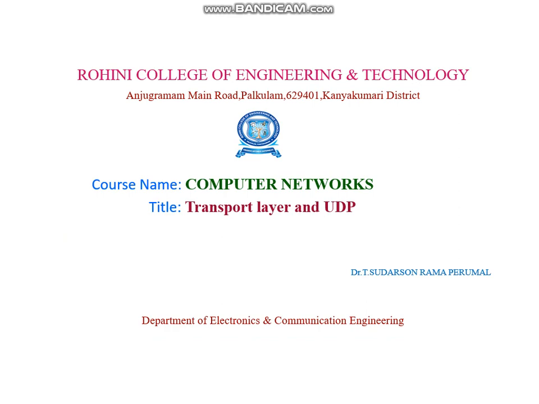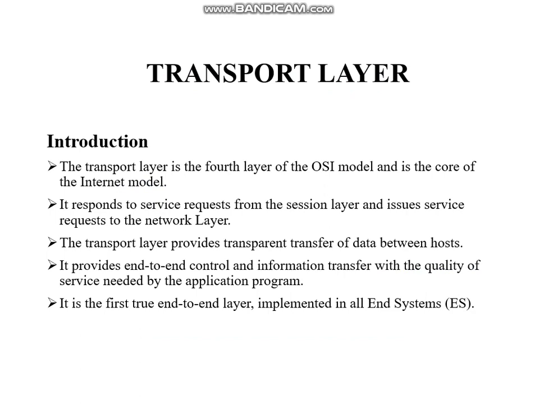Today we are going to see the introduction to the transport layer and the UDP protocol. Transport layer is the fourth layer of the OSI model and is the core of the internet model. It responds to service requests from the session layer and issues service requests to the network layer.